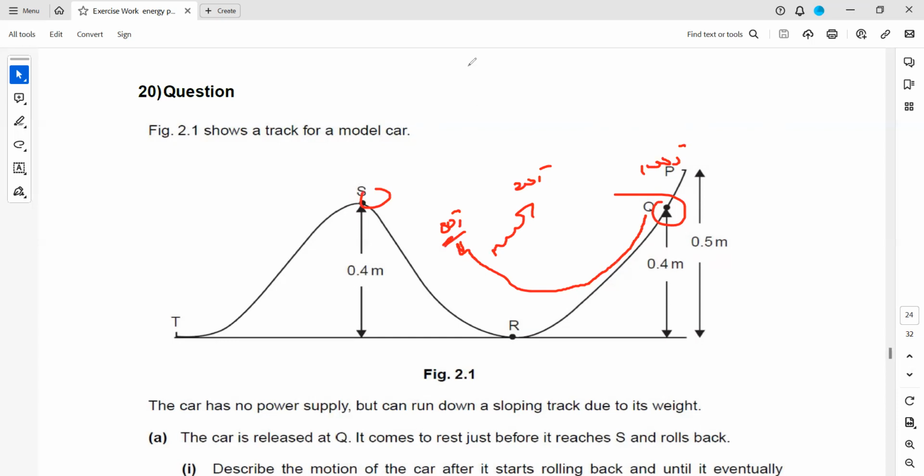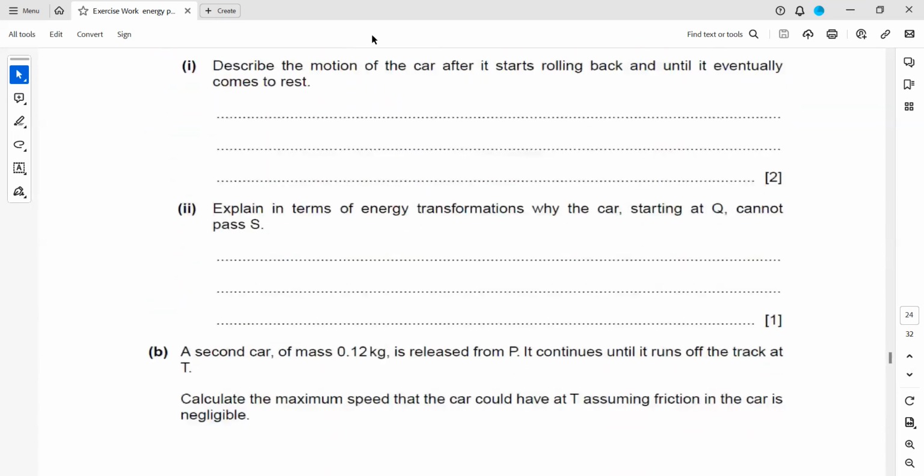So why is it not able to pass point S? Because when the car is moving, it will lose energy due to air resistance and friction, due to work done against the air resistance or friction. You can also say drag. Air resistance also refers to drag, so you can use the term drag here as well.